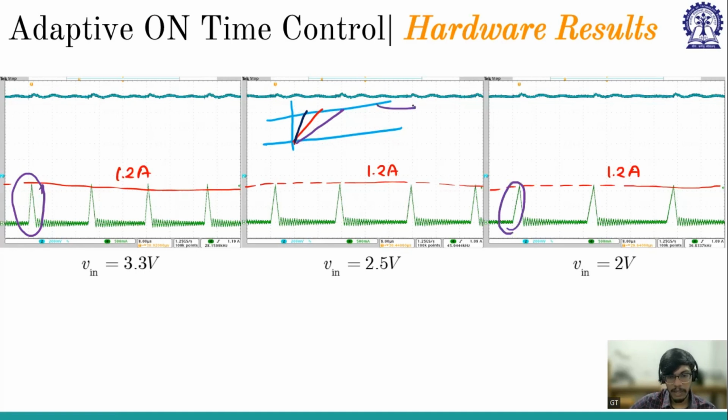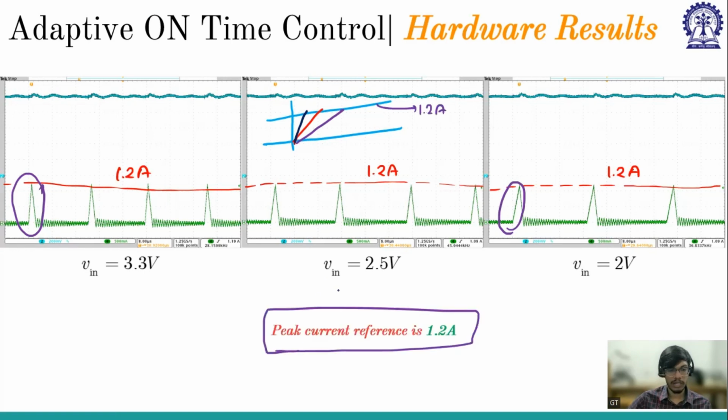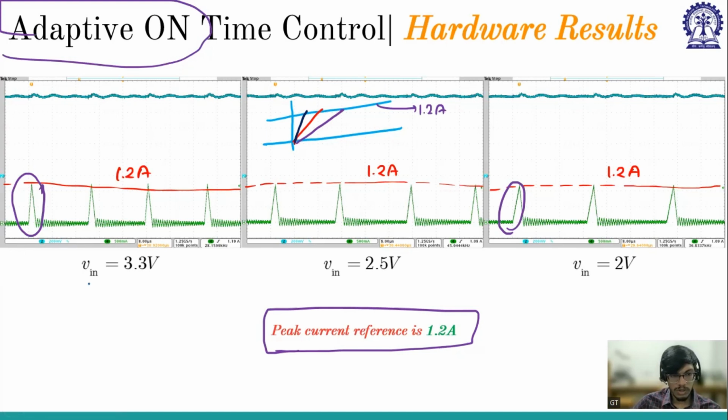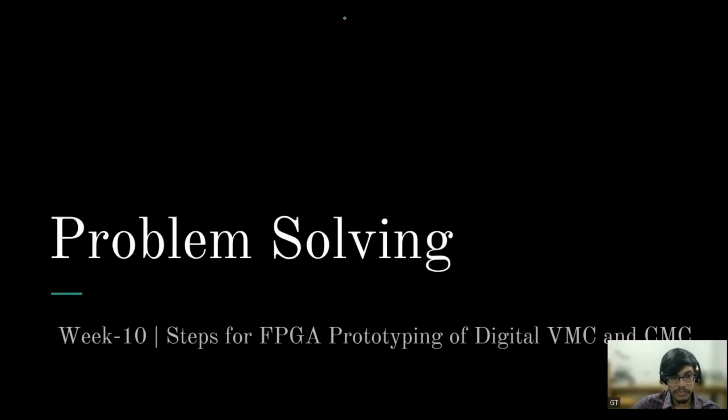But again, the peak is set to 1.2 amperes. This is being set by SAR. So this will set, and accordingly the closed loop will take care so that the peak remains the same. So here now the peak is independent of Vin, and the on time we are adapting. So that's why it is called adaptive on time. So until this point, is this clear? Yes.